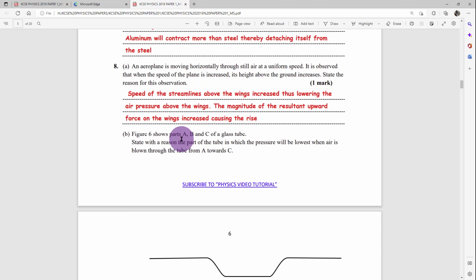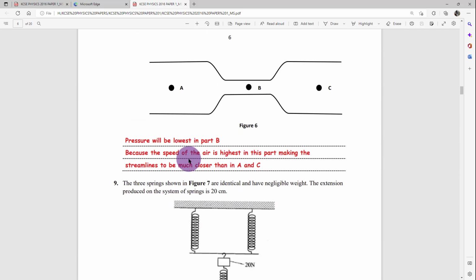And let's look at 8b. We are told that figure 6 shows parts A, B, and C of a glass tube. State with a reason the part of the tube in which the pressure will be lowest when air is blown through the tube from A towards C. Of course, pressure will be lowest where the cross-section area is smallest, because the speed of the air is highest in this part, making the streamlines much closer to each other, and therefore pressure is reduced.